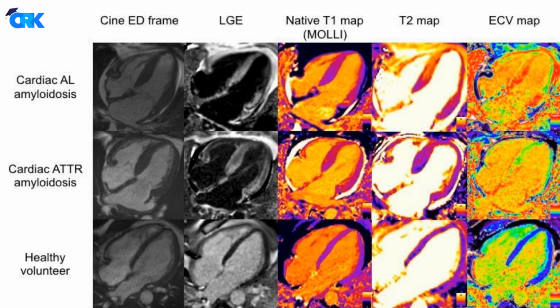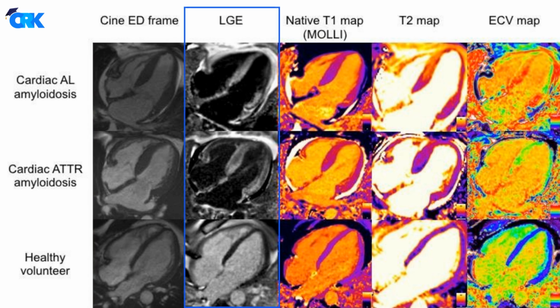What does this look like in practice? Take a look at this composite image. Here we see representative scans from a patient with cardiac AL amyloidosis, top row, a patient with cardiac ATTR amyloidosis, middle row, and a healthy volunteer, bottom row. From left to right we move through cine images at end diastole capturing wall thickness and chamber size.